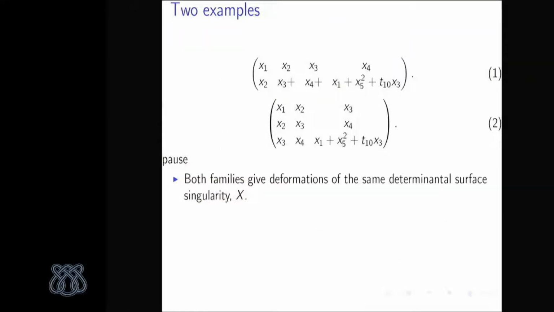Okay, so here are two examples. These are deformations of the Pinkham example. Both families give deformations of the same surface singularity.